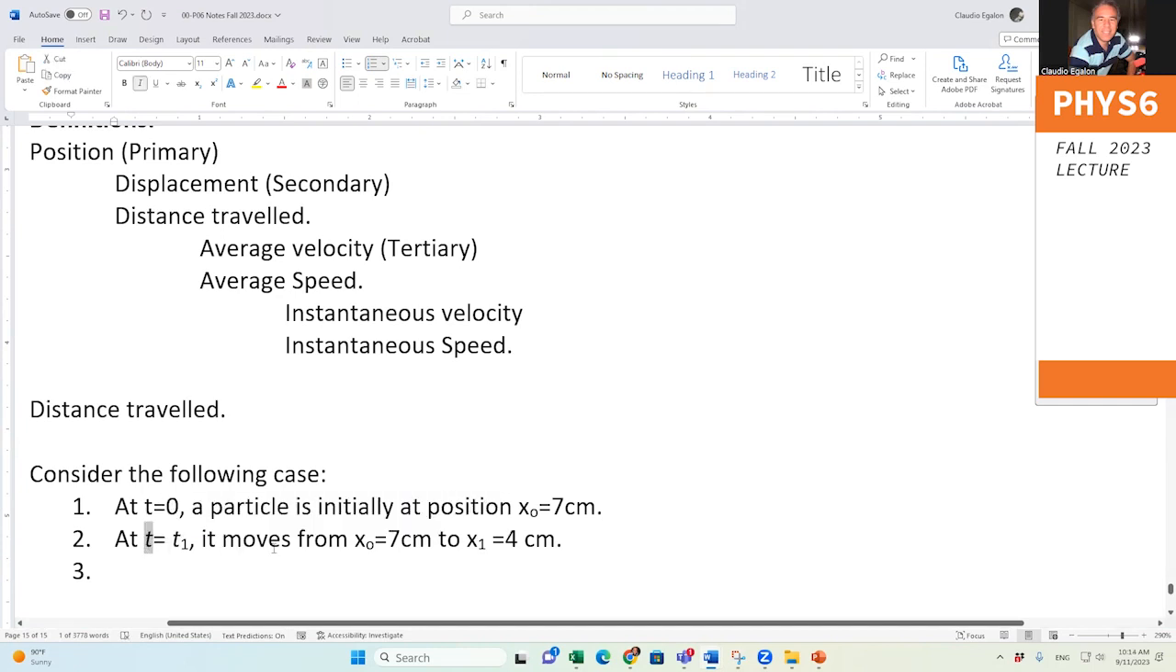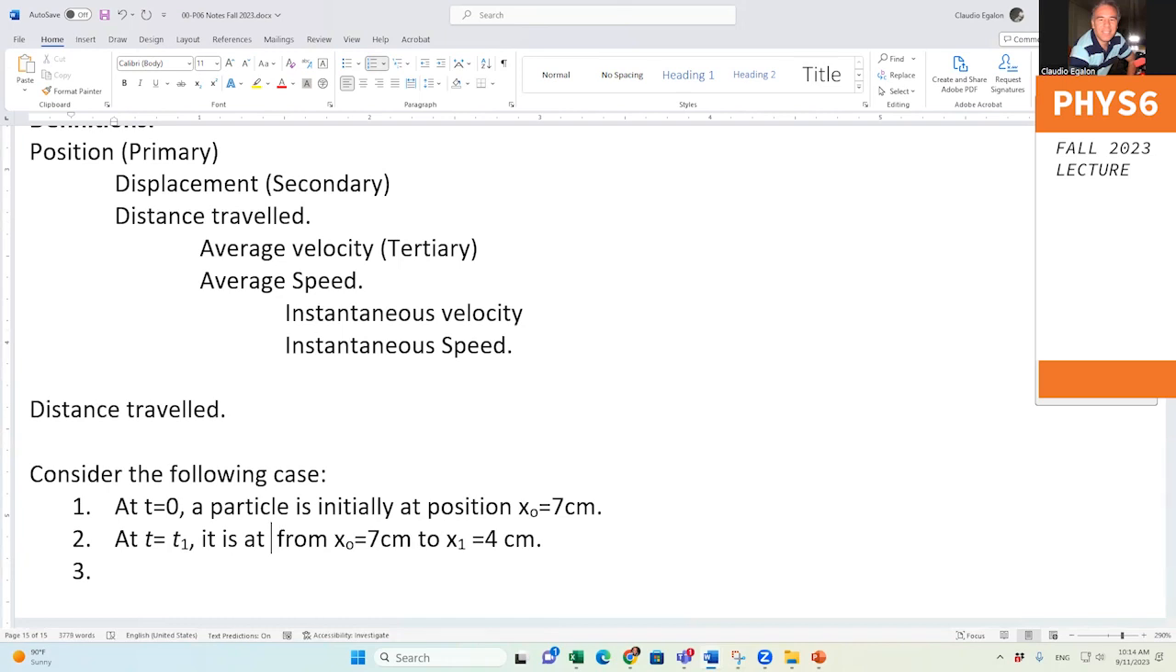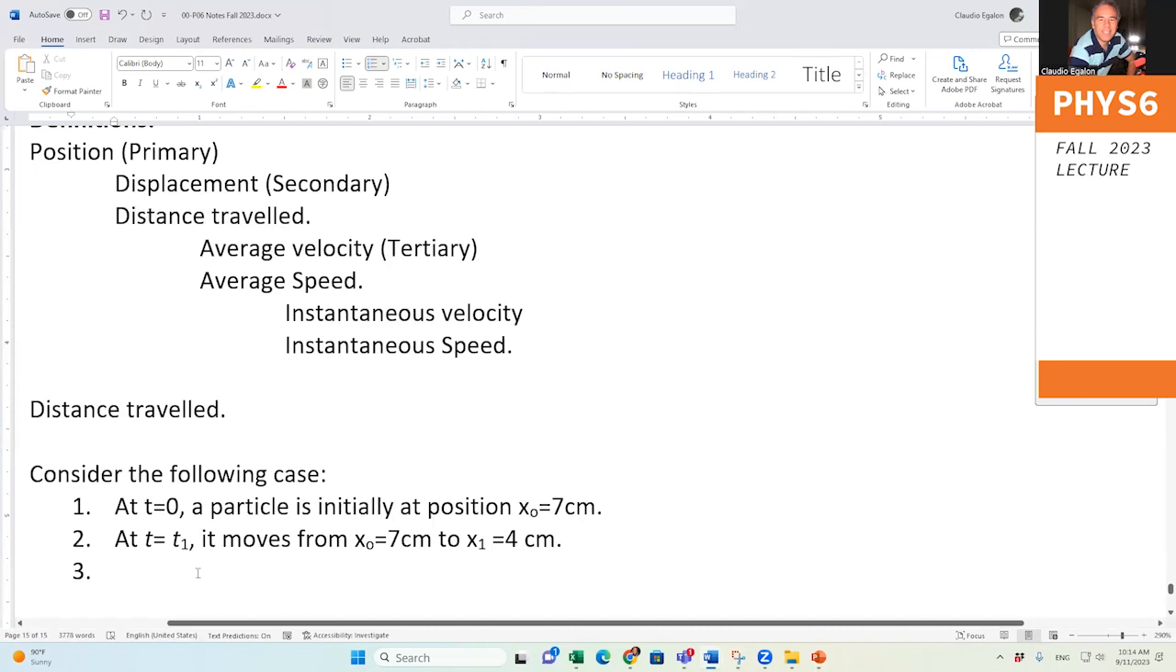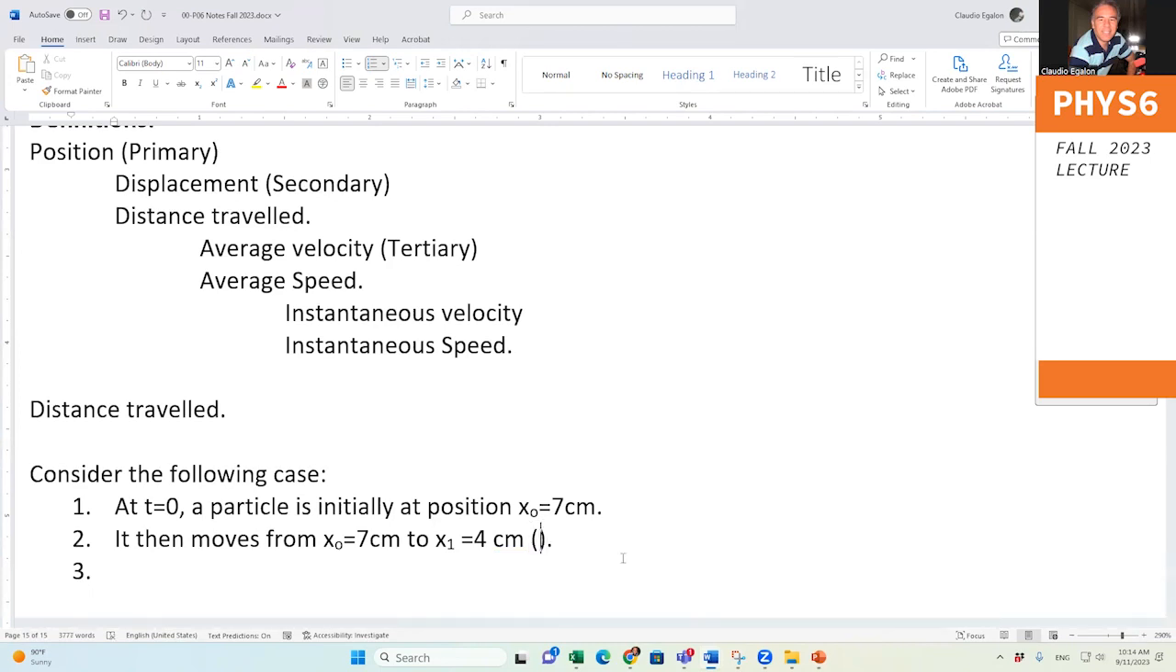At t equal to t1, it moves from x equal to 7 centimeters to x1 (and I'm going to put between parentheses that it is at x1 equal to 4 centimeters at t equal to t1). Okay.